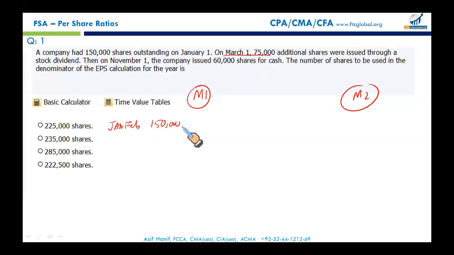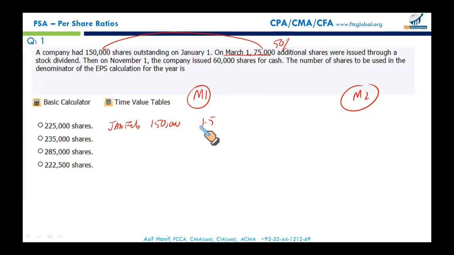and the next stock transaction took place on 1st March, which means Jan and Feb, these 2 months, the weight is 2 out of the 12 months. Remember, it says 75,000 shares were issued through a stock dividend. 75,000 shares on the existing shares give you 50%. So it means your stock dividend was 50% of the existing shares, which means you need to increase the number of these shares. Even though the stock dividend was given on 1st of March, you will have to multiply by 1.5. Even these shares were there in January, because stock dividend, stock split, reverse stock split is assumed to be there at the beginning from the earliest reported period.